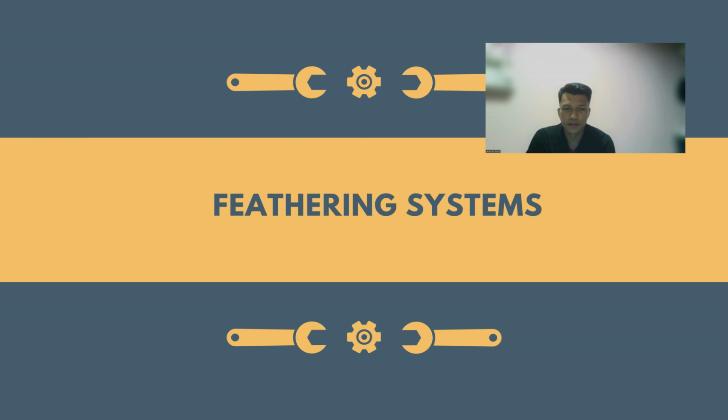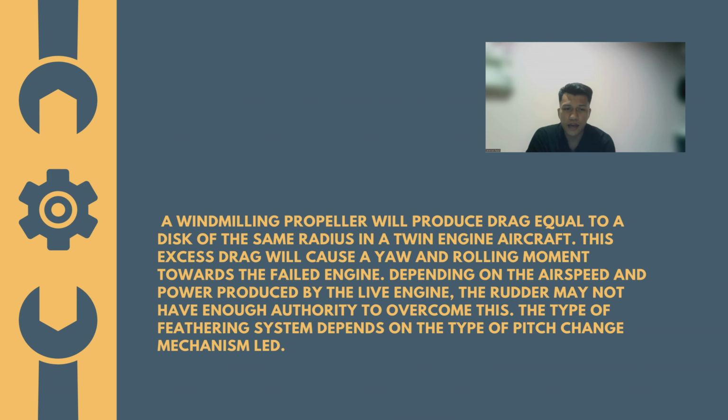Feathering systems. A windmilling propeller will produce drag equal to a disk of the same radius in a twin-engine aircraft. This excess drag will cause a yaw and rolling moment towards the failed engine. Depending on the airspeed and power produced by the live engine, the rudder may not have enough authority to overcome this. The type of feathering system depends on the type of pitch change mechanism that is used.